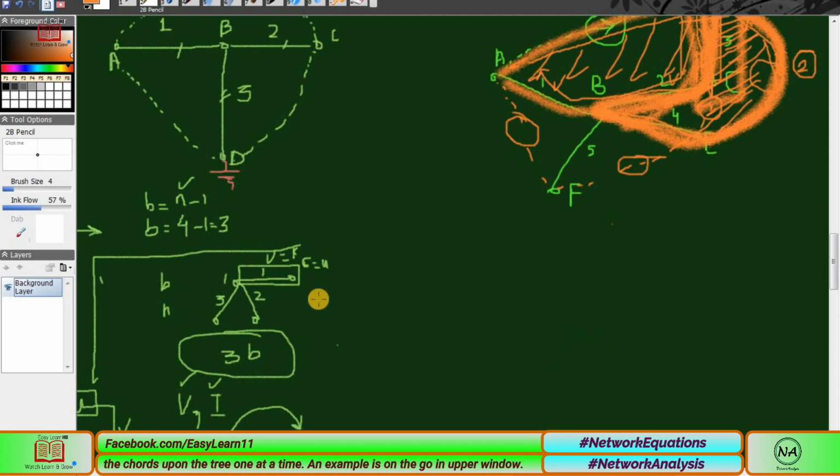But the overall discussion is that the number of nodes formula, if you remember, is very simple and easy to remember for me. The number of nodes formula is b minus n plus 1. And this is the minimum number of current variables that we require. This defines the number of the current variables.